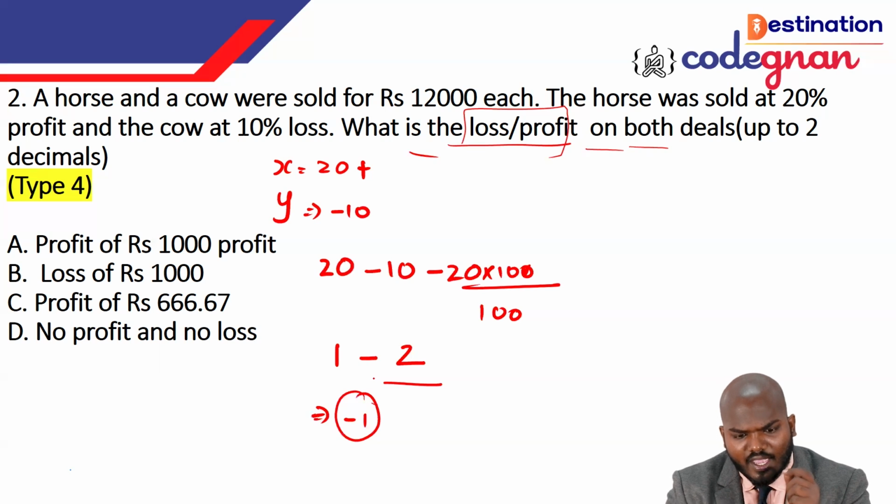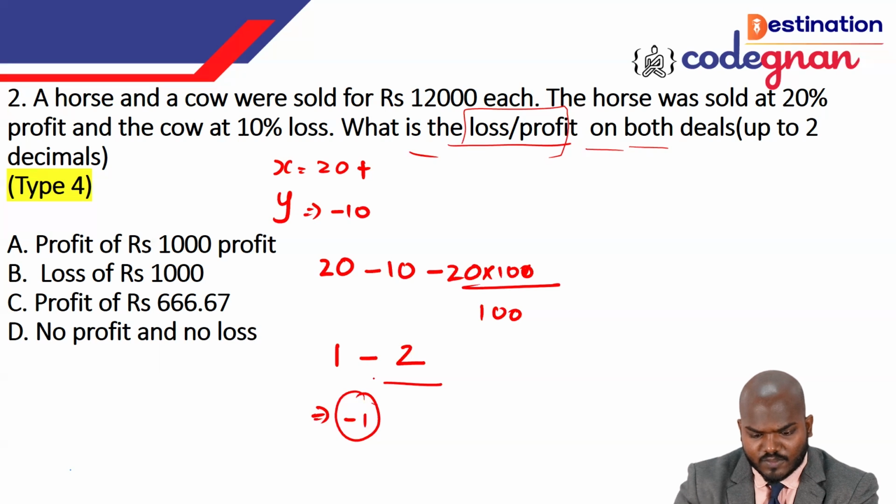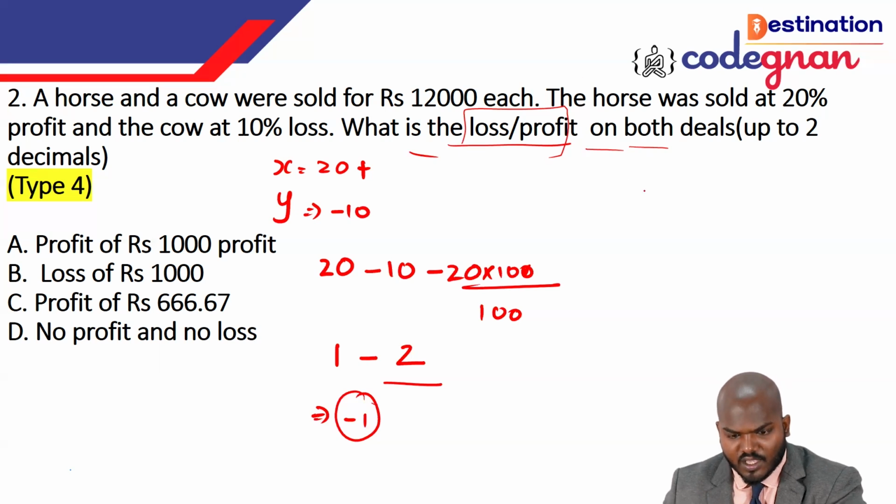You want to find out the exact thing. In the previous one, we were not even touching the selling price, but here you need to use it so that you can find the real value. So if you want to find out the cost price, first I'm taking the cost price of the horse, which is selling initially at 12,000 rupees each here.